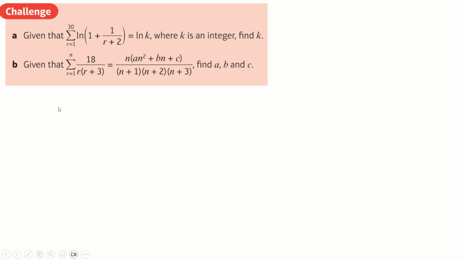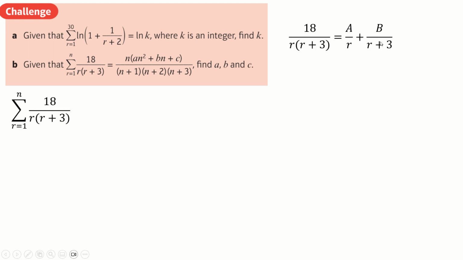Next one, also kind of nice and straightforward. You just need to split this up. You can use partial fractions to do that. Very quickly, going to times this across there, times that across there, make 18. Of course, the only numbers over here are 3a, so A must be 6, and of course, AR and BR must cancel, so B is minus 6, so you can write this as this.